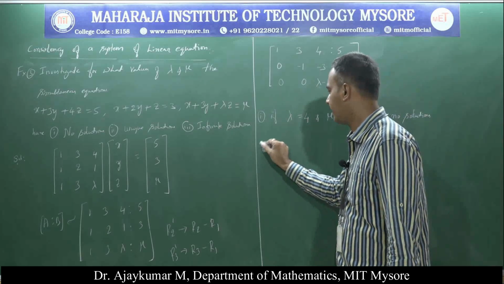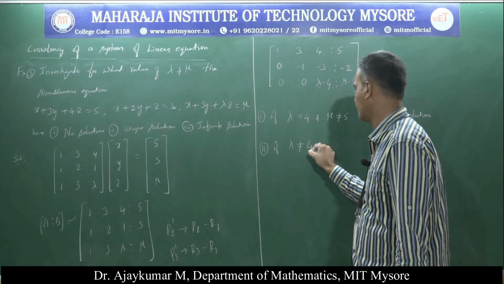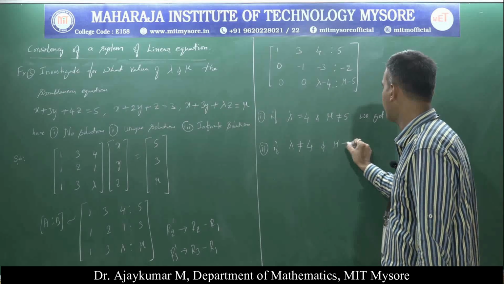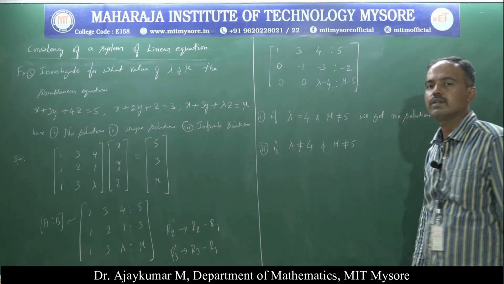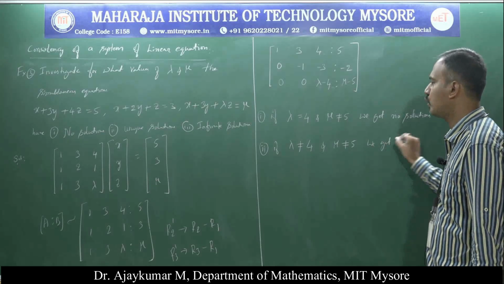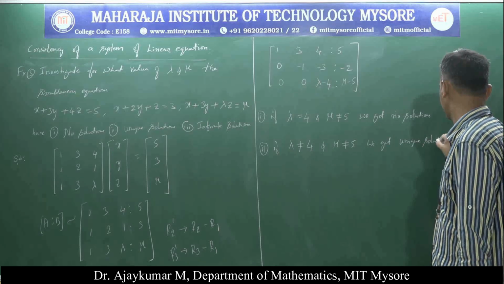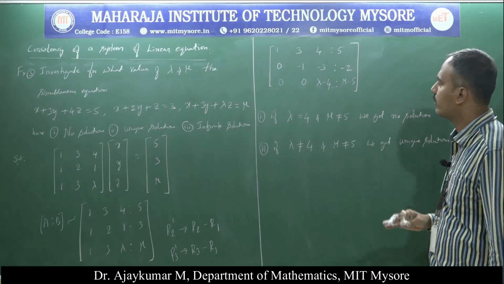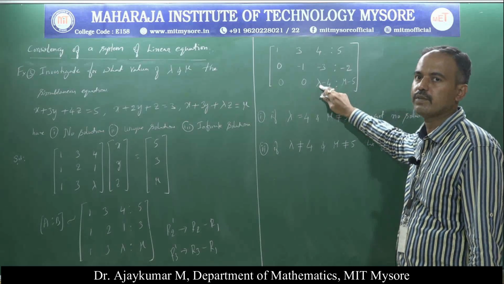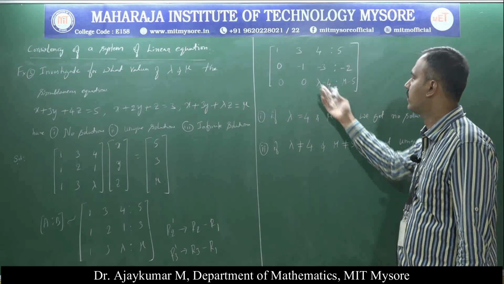Now the second case: if lambda is not equal to 4, okay, lambda is not equal to 4 and mu also is not equal to 5 here, we get unique solutions. How do we get the unique solution? Lambda other than 4, different values, for example 5, 6 and so on. Now we get some particular number.